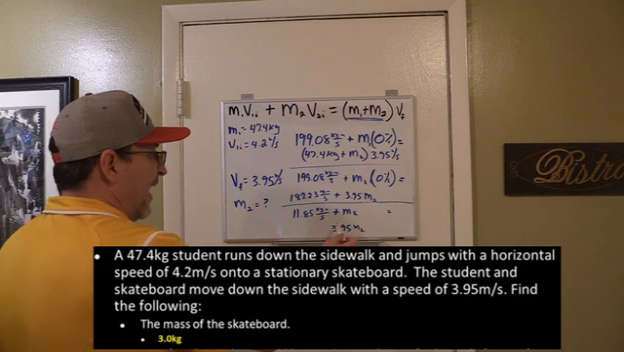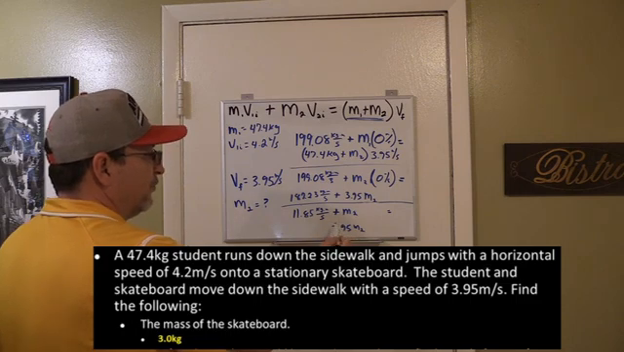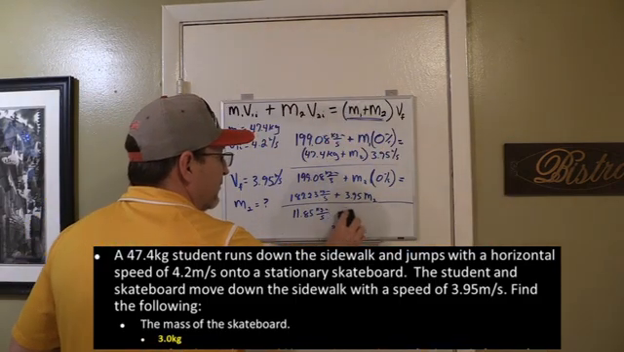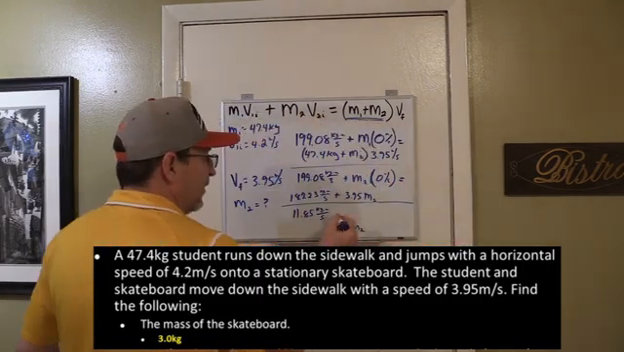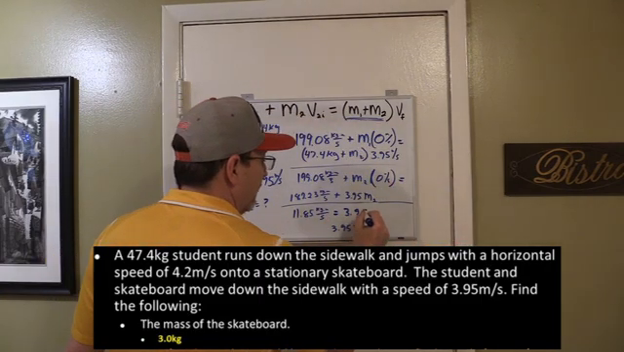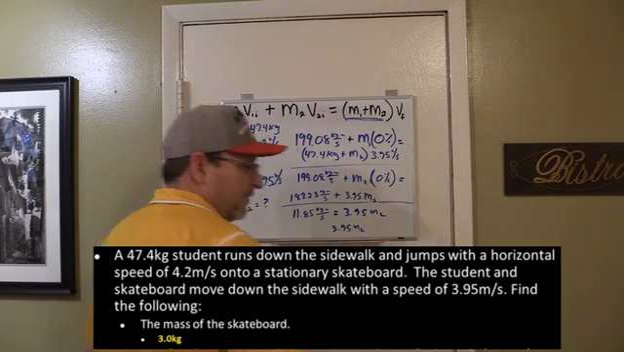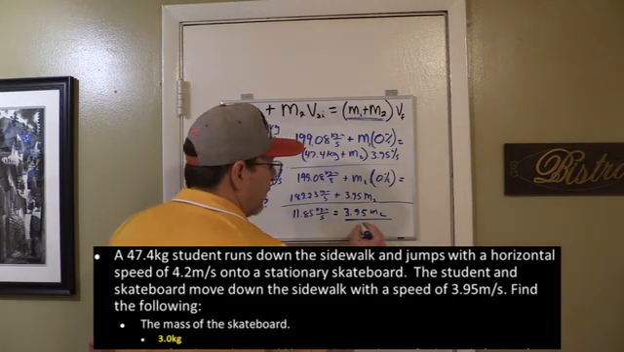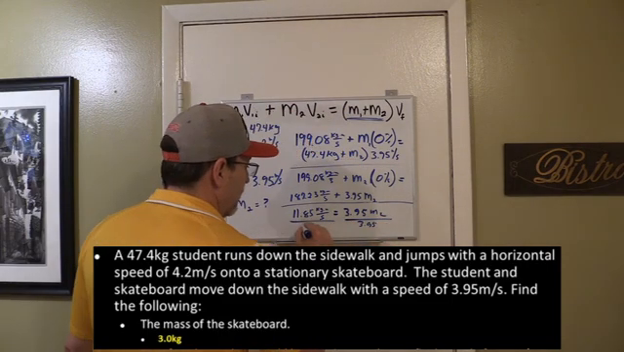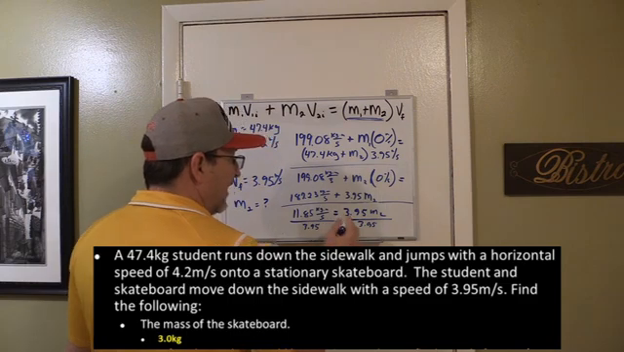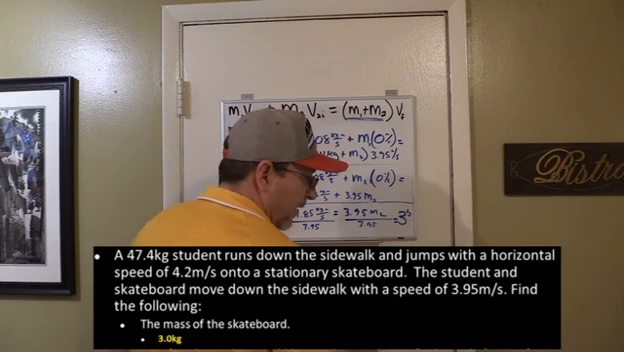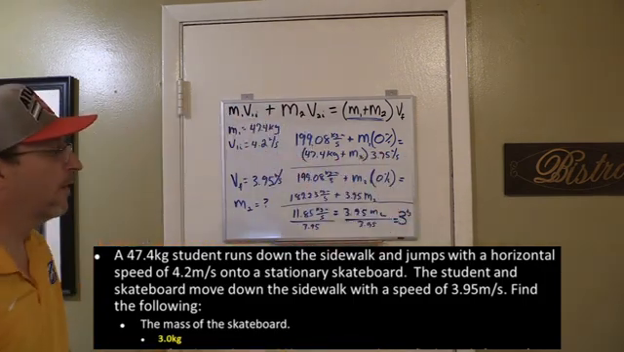And if I go ahead and, sorry, that gets rid of all of that. Equals 3.95 M2. Divide both sides by the 3.95. That's going to give me 3 kilograms. And that's what I'm looking for.